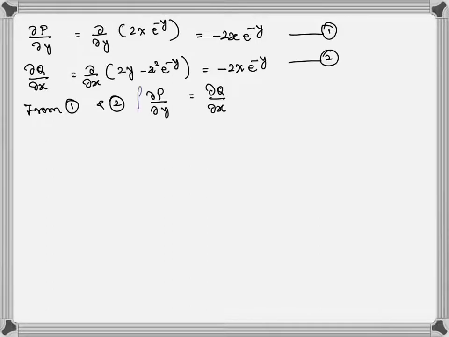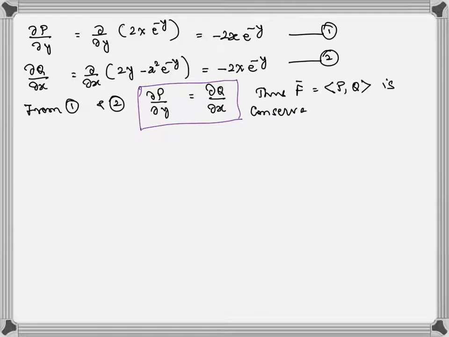Partial P by partial y equals partial Q by partial x. Thus F is conservative. If F is conservative, automatically the integral is independent of path. The line integral is independent of path.